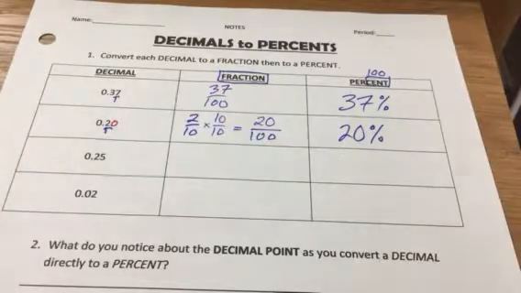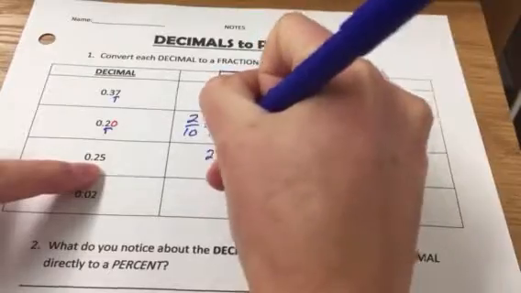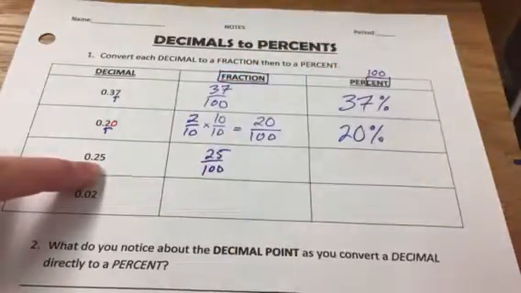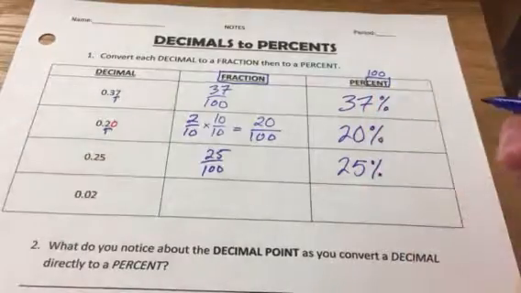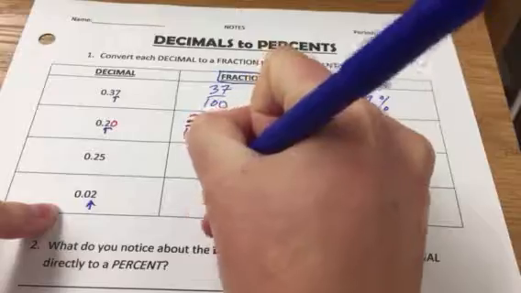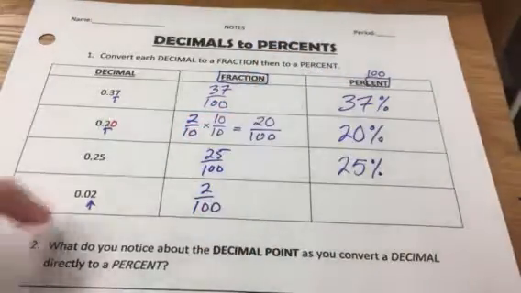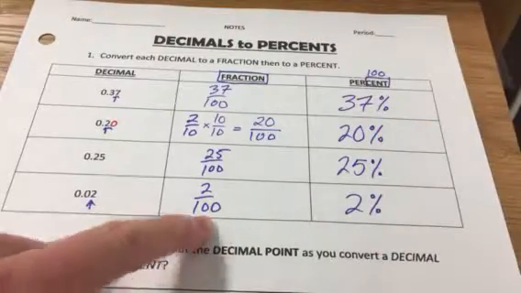25 hundredths, again, I'm saying those fractions as I'm saying those decimals. 25 hundredths is 25%. 2 hundredths, I can simplify. I'm going to leave it alone, however, because that gives me my percentage right off the bat.